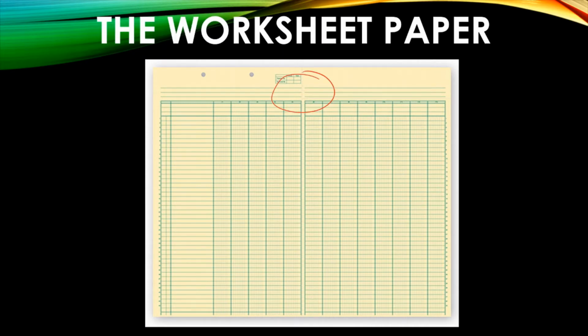So the worksheet paper, as you can see, is a multi-column document. Okay? It provides an efficient way to summarize the data for financial statements. So every piece of information you need will be found in this worksheet.